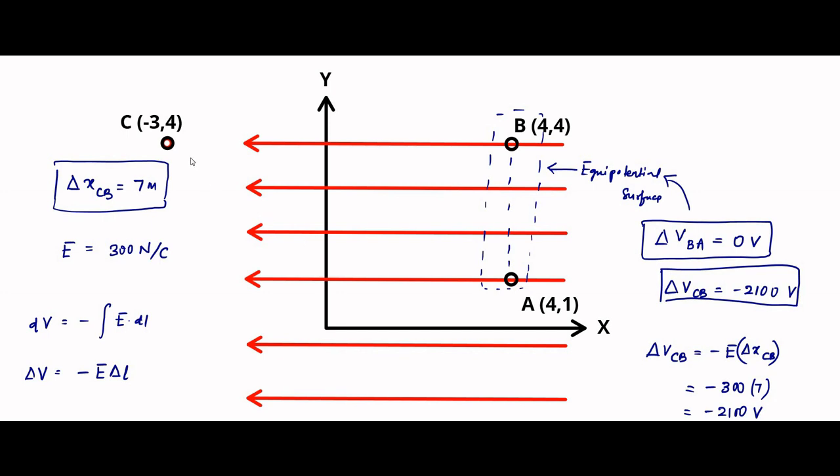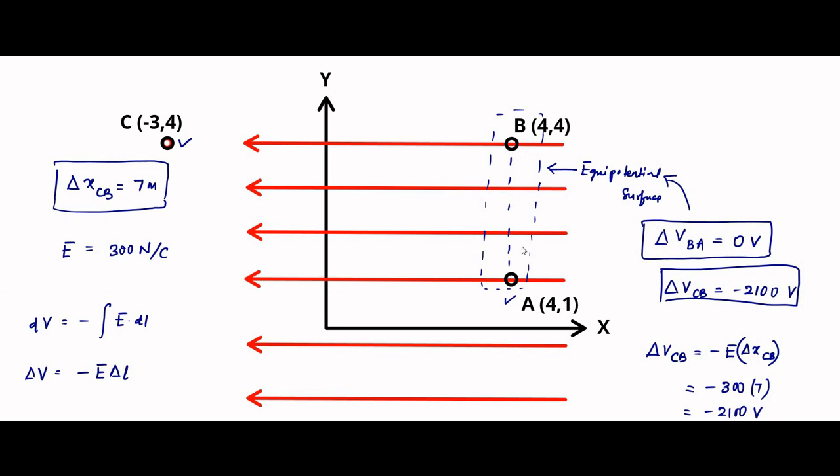Then it is asked to find the potential difference between points C and A. So here another interesting thing. Now here we see that points C and B lie along the same line, along the electric field line direction. But points B and A are located along the same line but in the perpendicular direction.